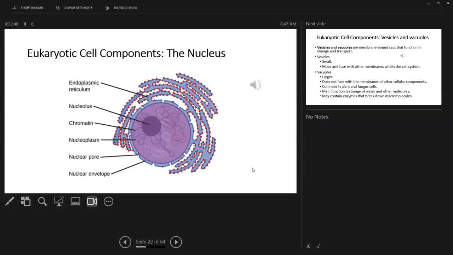This stuff surrounding it says endoplasmic reticulum. We'll talk more about that in a minute, but this is another organelle. And these little dots are ribosomes that are attached to the endoplasmic reticulum. So the information for making proteins is here. The ribosomes are out here. There's also a lot more ribosomes that are just out free in the cytoplasm. They're not all attached to the endoplasmic reticulum.